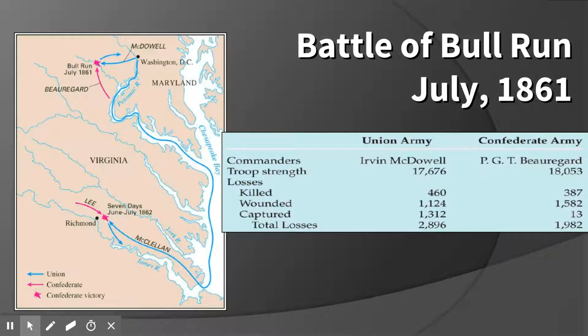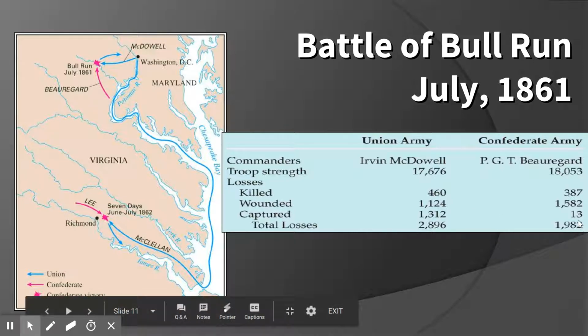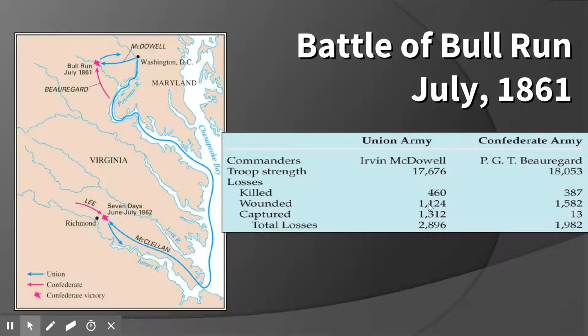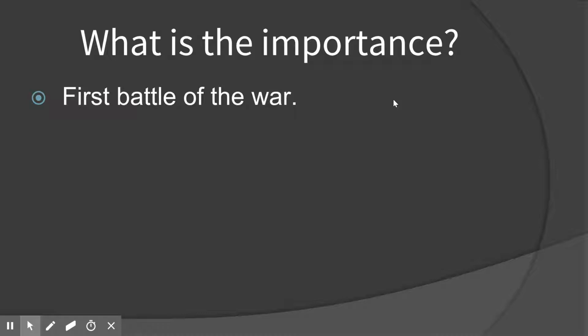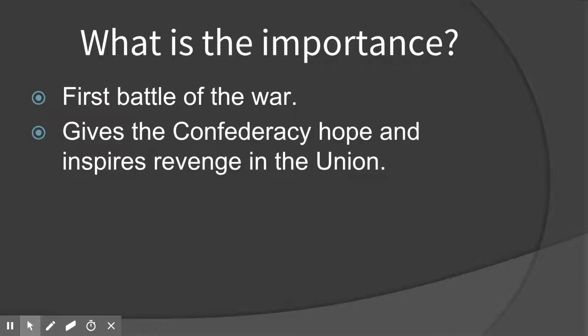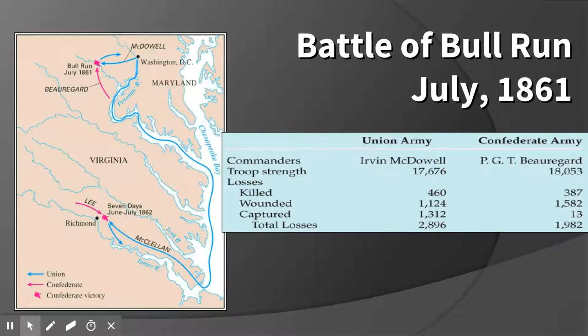The South, on the other hand, has almost 2,000. They end up having a lot of gentlemen who are wounded, but then notice how many men they have captured. We were only able to take 13 of the Confederate soldiers captive. They took 1,300 of our men. So why is Bull Run Creek important? It's essentially the first battle of war, and it gives the Confederacy hope and inspires revenge in the Union. Also, if you look back at the map, something else to consider is that we're forced to retreat back to our capital.